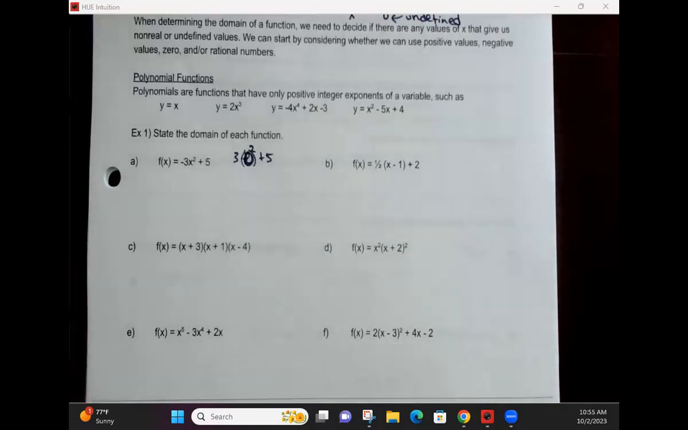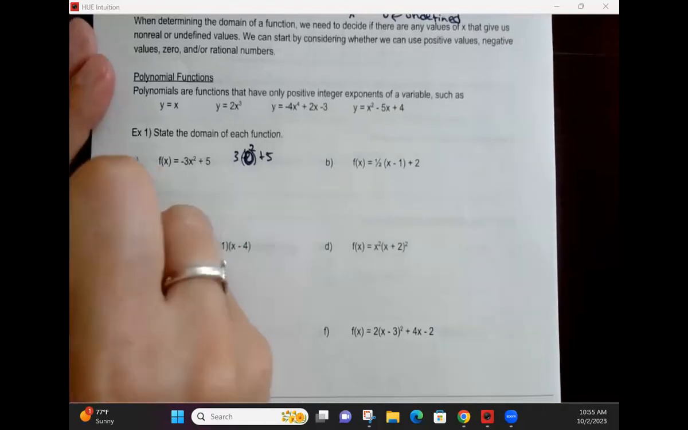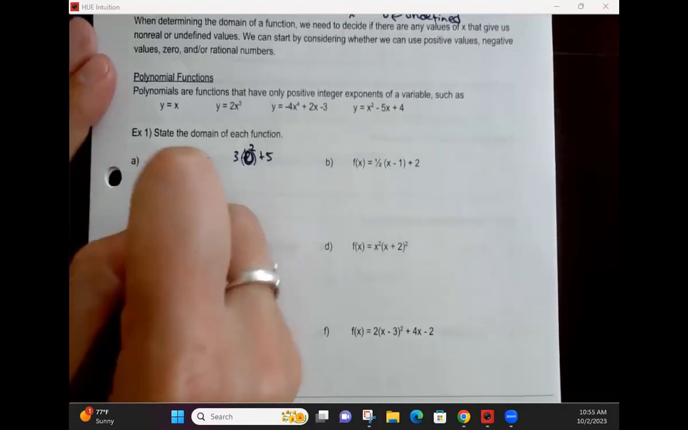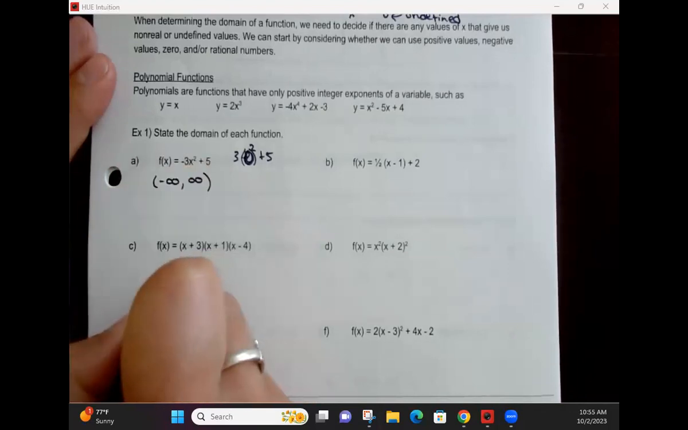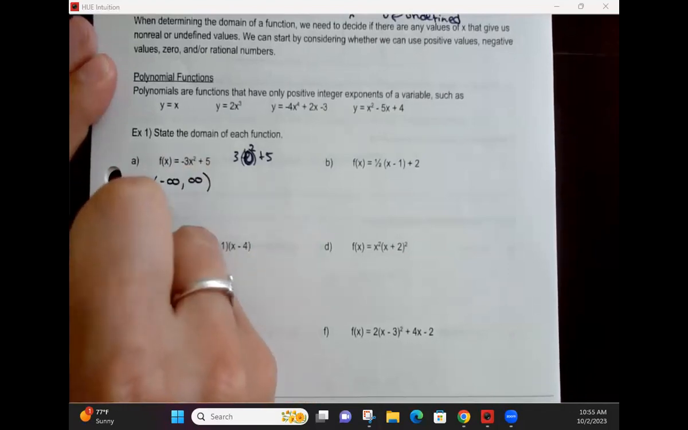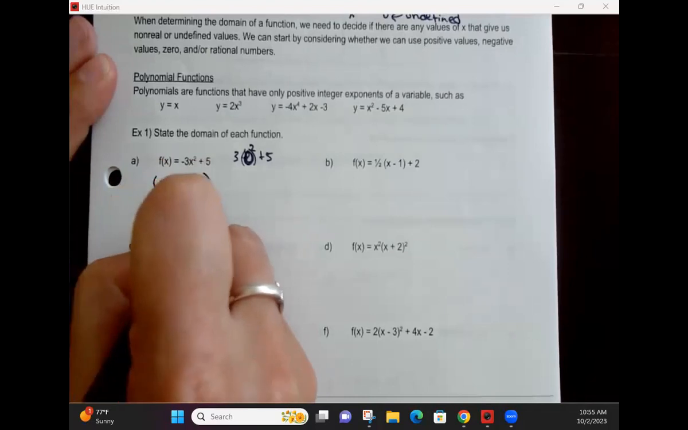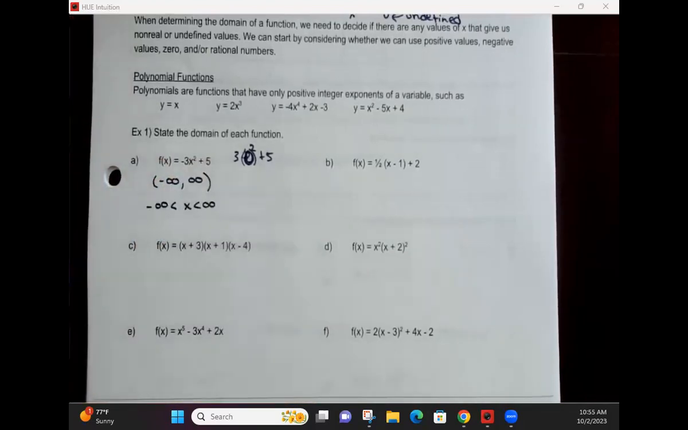Okay? Anything I want. That means that my domain is what we call all real numbers. Anything from negative infinity to positive infinity. If you like the inequality notation, that would look like this. All real numbers here. Negative infinity to positive infinity, anything you want. X can be anything.